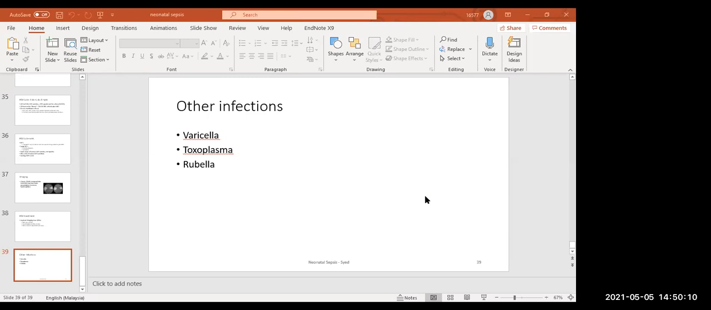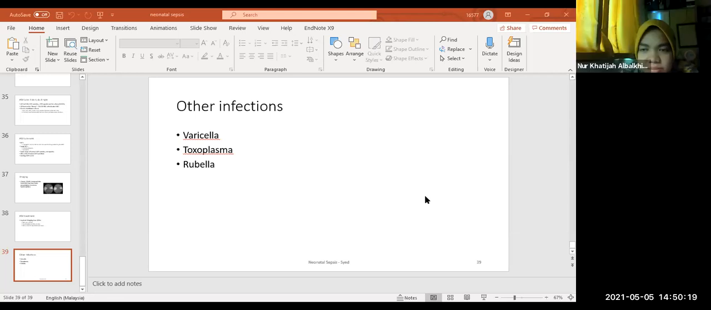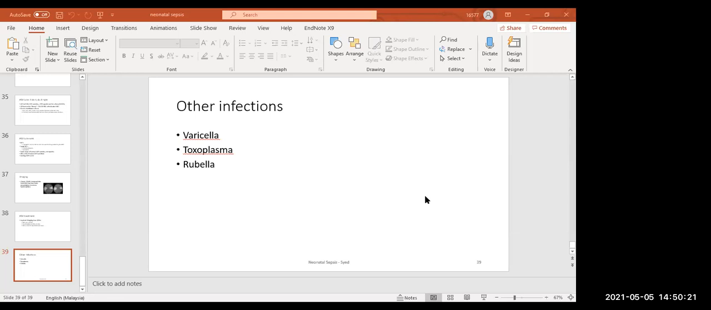So is that true, Doctor? It depends on when you are infected with HSV. If the baby got the infection at the third trimester, usually the outcome is very bad. But if the baby gets the infection ex utero, meaning after delivery, usually the outcome is not so bad.